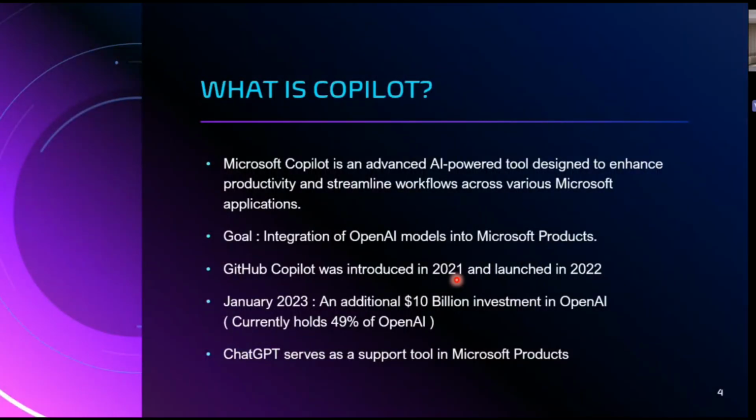GitHub Copilot was introduced in 2021 and launched in 2022. That was the first product where the AI feature and Copilot was introduced. In January 2023, Microsoft invested 10 billion, and Microsoft is currently holding a 49% stake in OpenAI. And OpenAI, everyone knows, was founded by Elon Musk and a couple of other people.